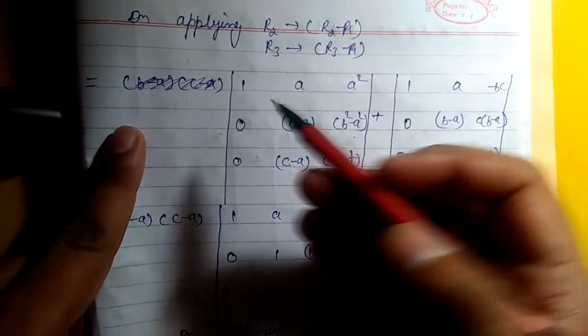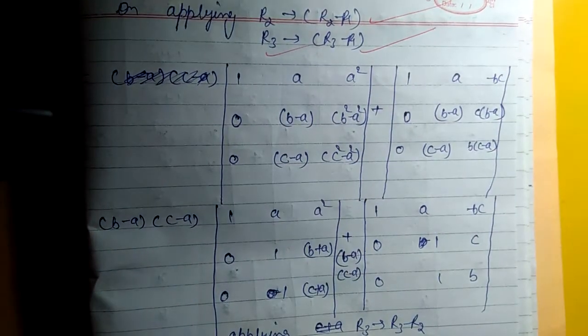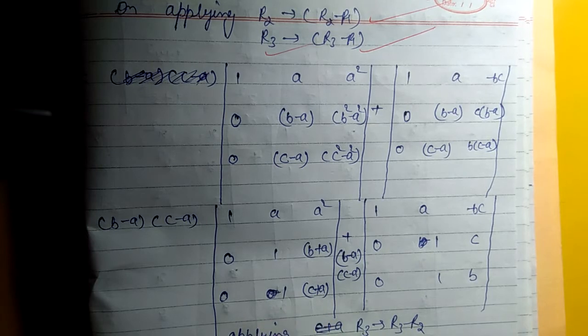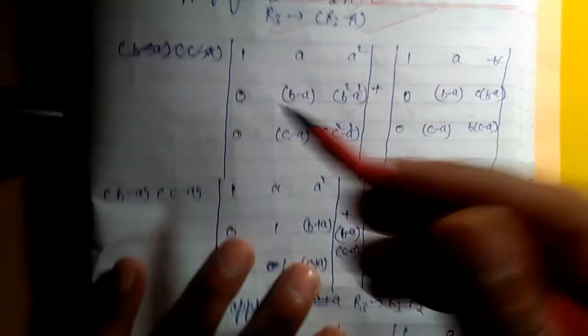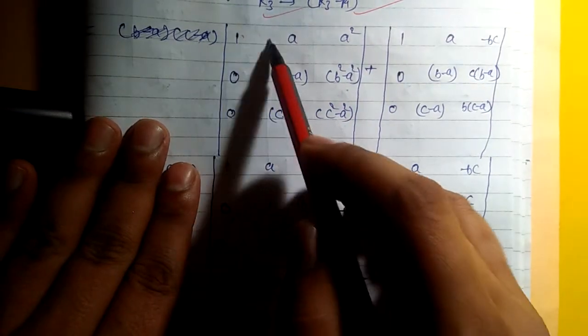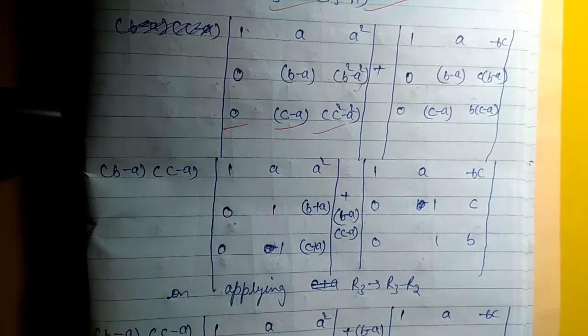So you can apply here R2 minus R1 and R3 minus R1. Why? Because our effort should be to make the maximum zeros with the help of 1 1 1. So we have 0, 1, a square; 0, b minus a, b square minus a square; and 0, c minus a and c square minus a square.